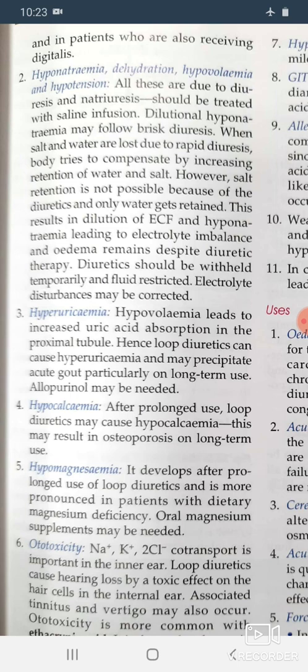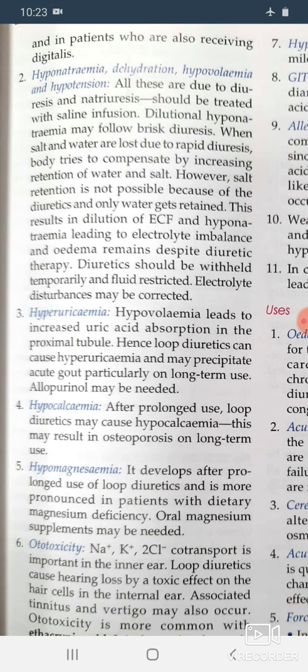Third one is hyperuricemia. As we have discussed in the pharmacological action part, it increases the reabsorption of uric acid. So whenever uric acid is reabsorbed in more amount, it enters into the blood, and there is a higher level of uric acid in the blood, which is called hyperuricemia.